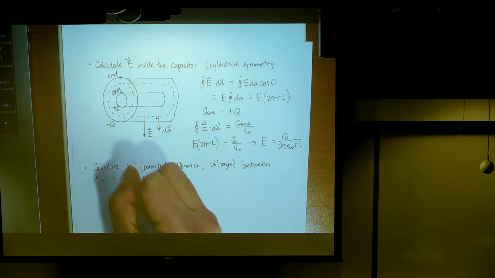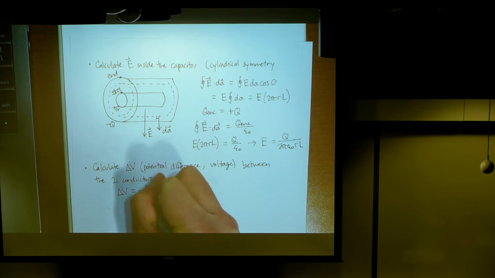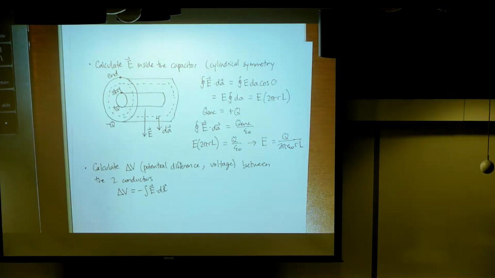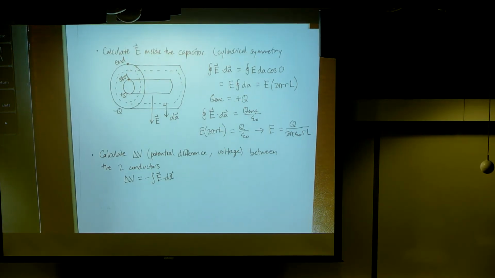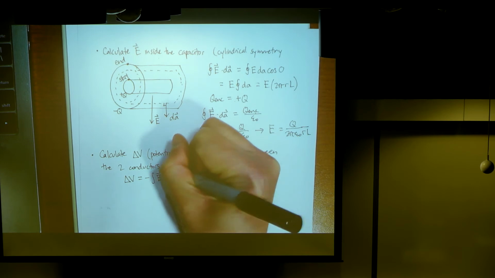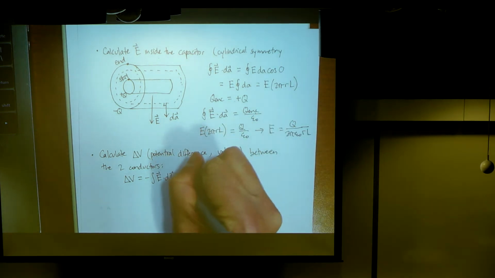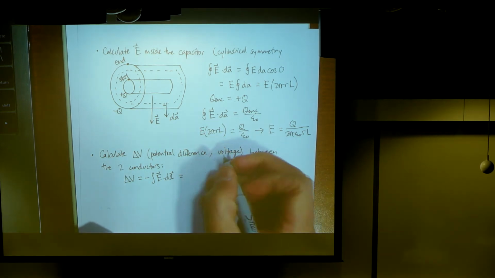And remember, the integral I'm doing is minus E dot dl integrated over that path. That takes me from the starting point to the ending point. Make sense? Okay. So let's work it out.